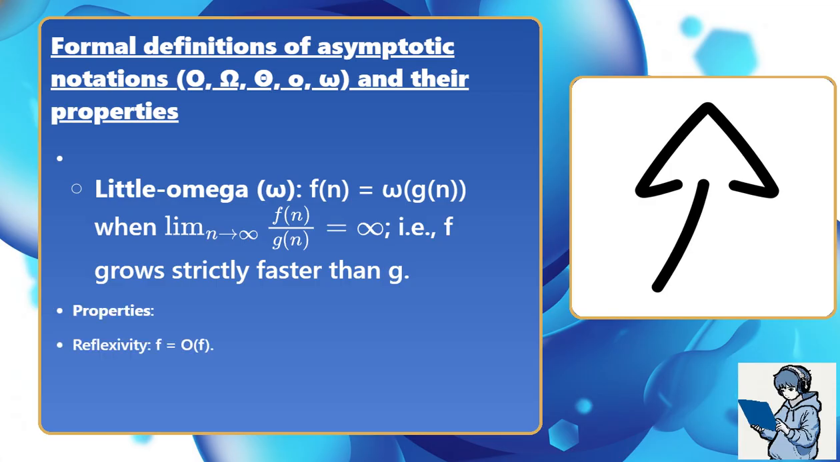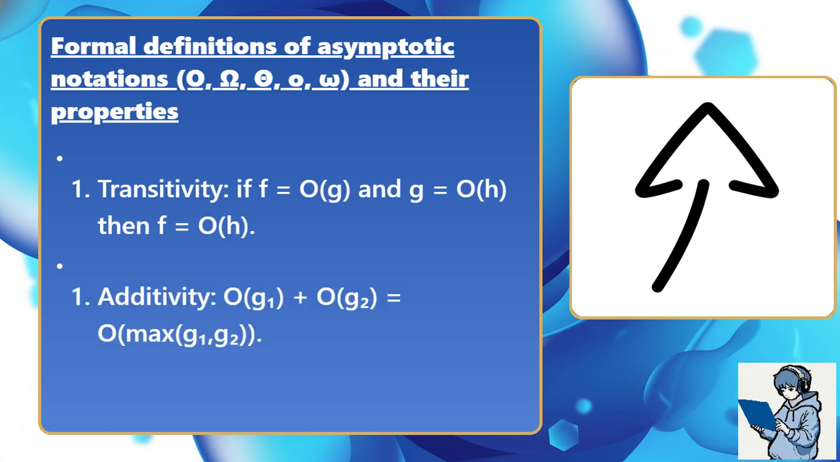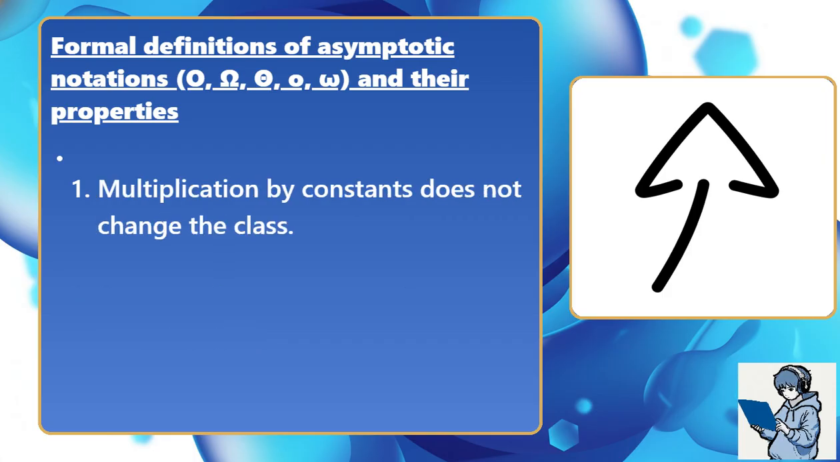Property 1, reflexivity, f equals O of f. Property 2, transitivity. If f equals O of g and g equals O of h, then f equals O of h. Property 3, additivity. O of g sub 1 plus O of g sub 2 equals O of the maximum of g sub 1 and g sub 2. Property 4, multiplication by constants does not change the class.